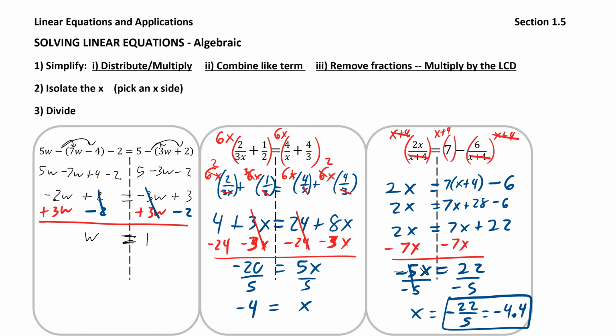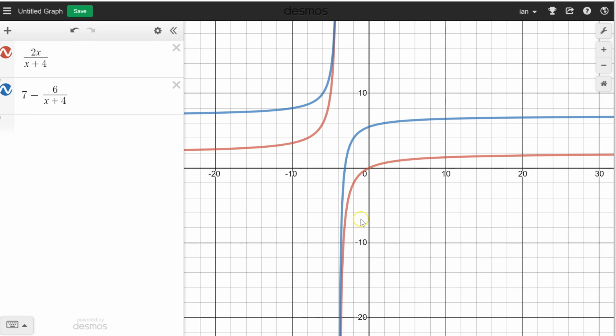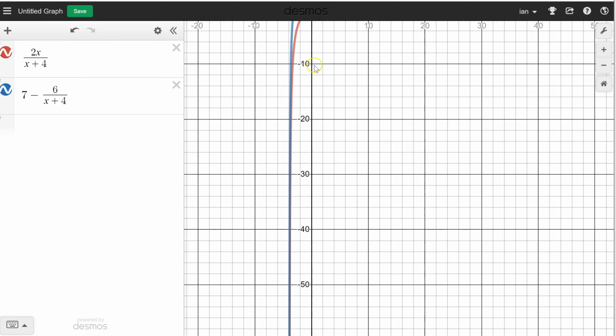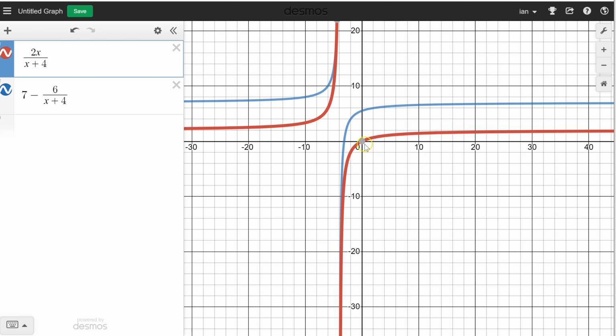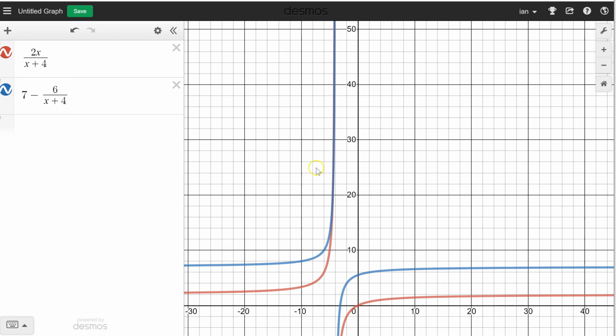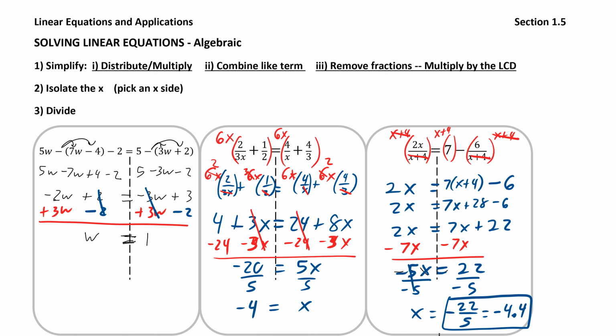And we're going to check in Desmos now. In Desmos, you have these two rationals. If you click on these, you'll see they just don't cross. They give you the intercepts just like before. But clicking on this one, oh, there it is. So negative 4.4, which is the answer we had.